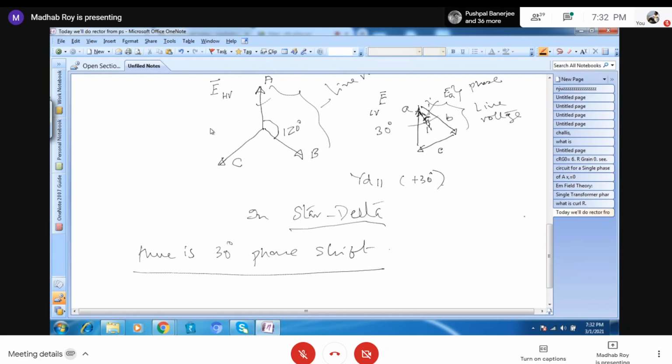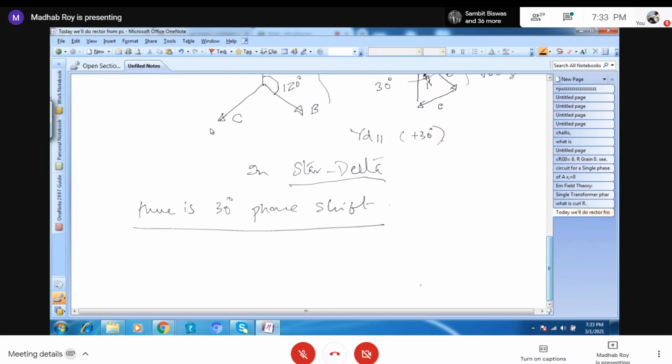So now you have to consider which connection you are using. First you have to determine the vector group, and that is the importance of the vector group. Without determining the vector group, you cannot parallel them in the power grid. So that's the identification, that's why it is called the YD1 group. Phase shifting is going on. Similarly, if you want YD11, then it will be how much? Minus 30.